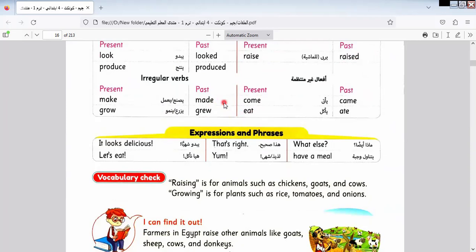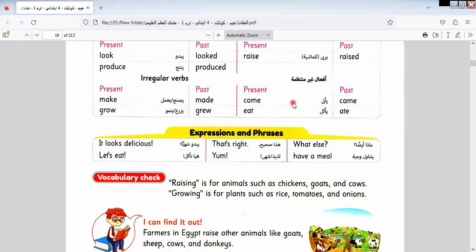As we told you before, irregular verbs in English are like the timetable in mathematics. So we must keep the vocab to keep the irregular verbs. Here we have make, made, grow, grew. Some of you are telling us, where do we see this vocab, Miss Iman? In all the books, the textbooks and the extra books, okay? Extra books and textbooks have these irregular verbs.